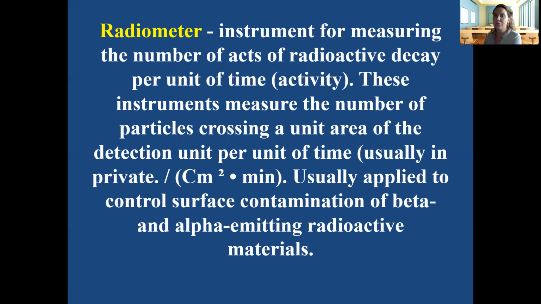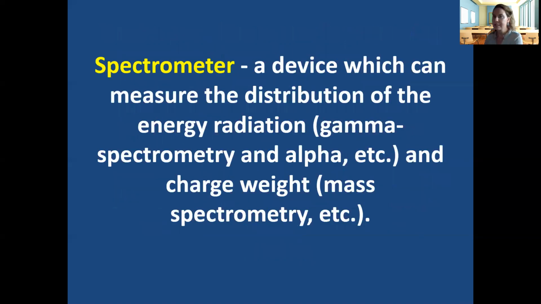A radiometer is an instrument for measuring the number of acts of radioactive decay per unit of time, the activity. This instrument measures the number of particles crossing a unit area or the detection unit per unit of time, usually in centimeters or millimeters. Usually it's applied to control surface contamination by beta and alpha emitting radioactive material. So a radiometer is an instrument that measures the number of acts of radioactive decay, so activity in time. And a spectrometer is a device which can measure the distribution of the energy of radiation: gamma spectrometer, alpha spectrometer, mass spectrometer, etc.